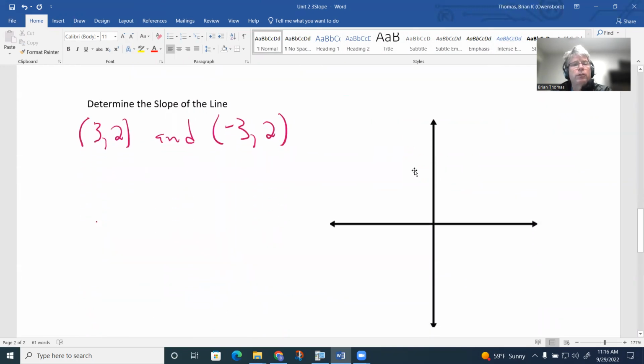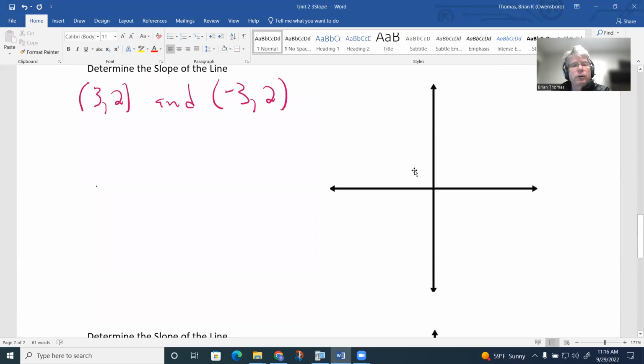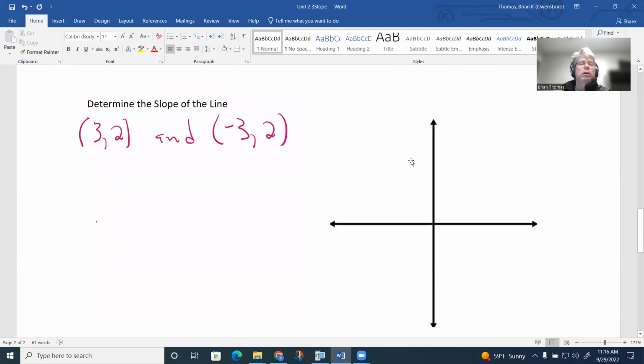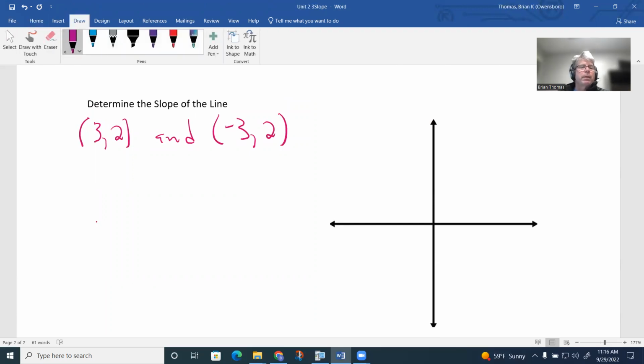So if we want to determine the slope of the line, we just have to use, again, our slope formula. So again, m equals y2 take away y1 over x2 take away x1. So again, if you want to pause the video for a little bit and do your math, we can come back and compare things here.